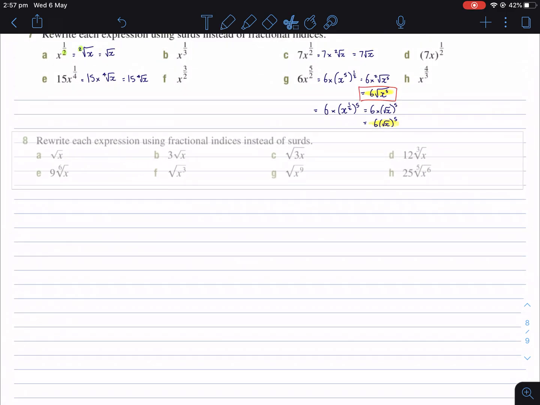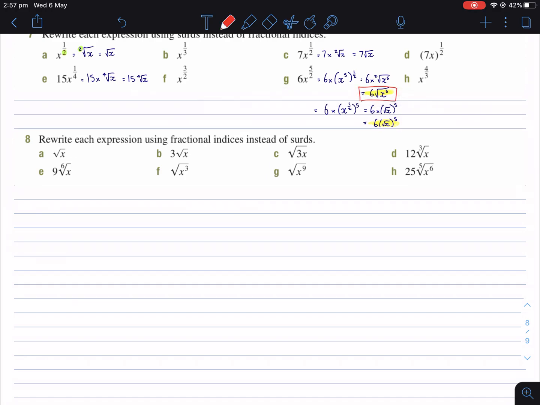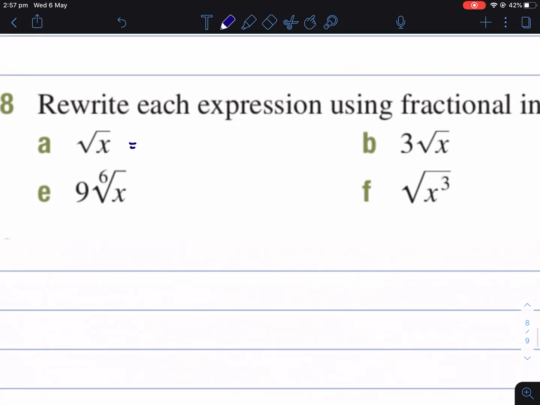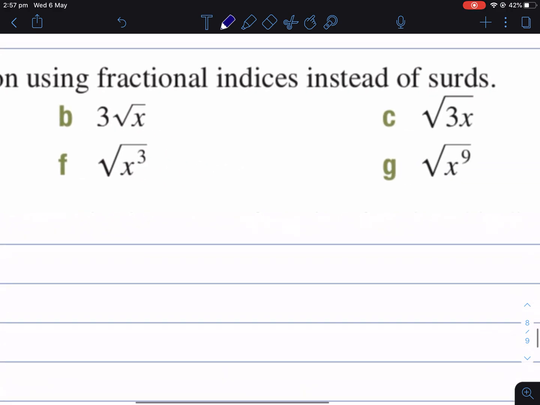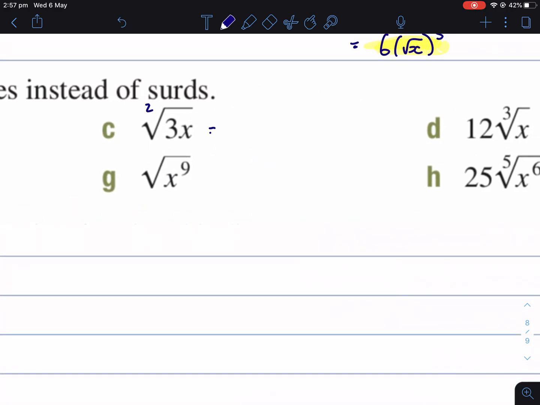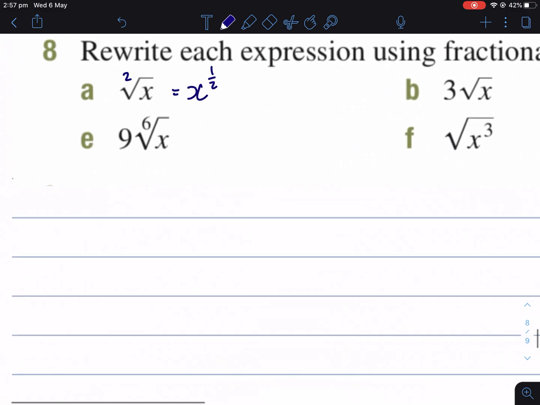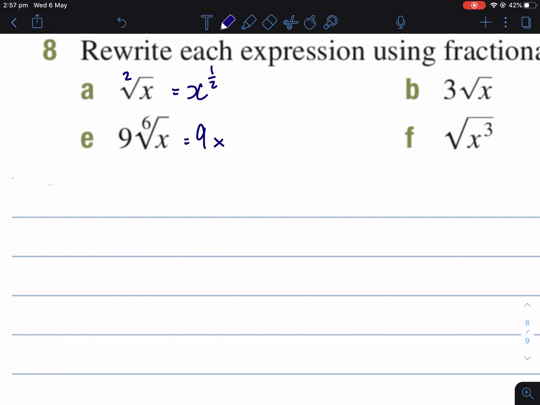Alright, now we're doing it with some numbers involved. Now we want fractional indices instead of surds. So root x is the same as x to the half, because it's a square root. If there's no number there, it's a square root. Now this is the same as 3x to the half, which is 3 to the half x to the half, although I'd be surprised if they wanted it in that form. So this is the same as 9 times x to the 1/6, so it's 9x to the 1/6.